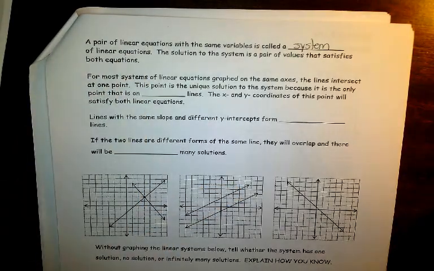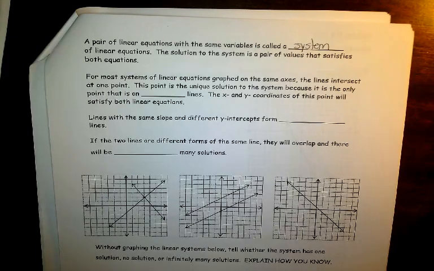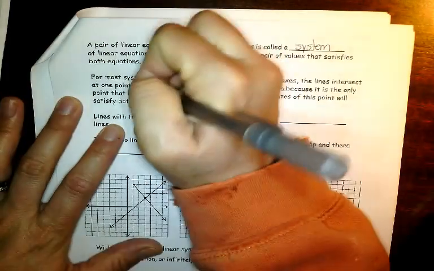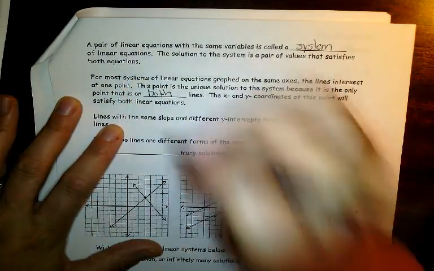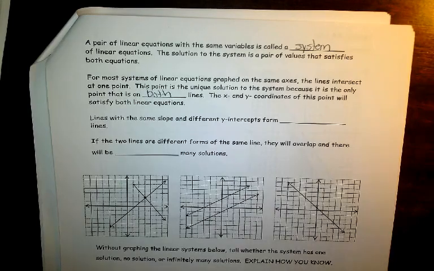So a pair of linear equations with the same variables is called a system of linear equations. The solution to the system is a pair of values that satisfies both equations. So remember, we listed it as a point, an ordered pair. For most systems of linear equations graphed on the same axes, the lines intersect at one point. So that's most of the time. Okay, this point is the unique solution to the system because it is the only point that is on both lines. The x and y coordinates of this point will satisfy both linear equations. So if we check it, remember we did the double check, it will check into both.